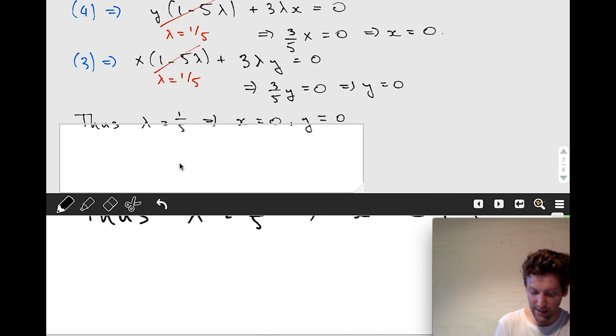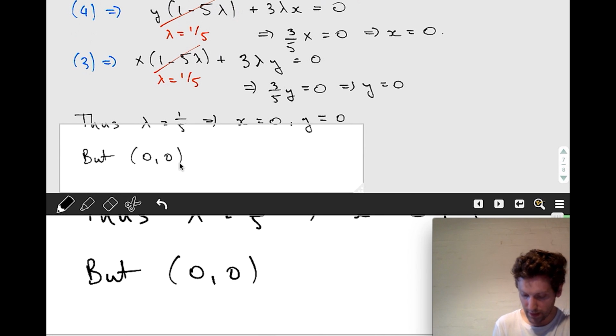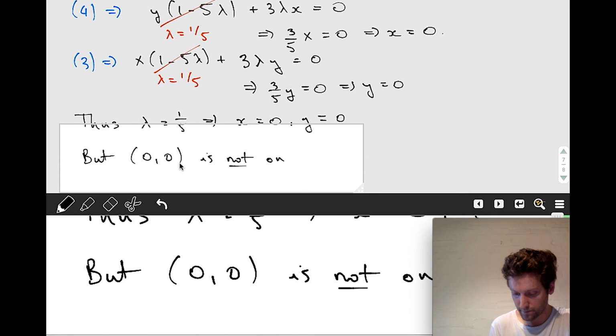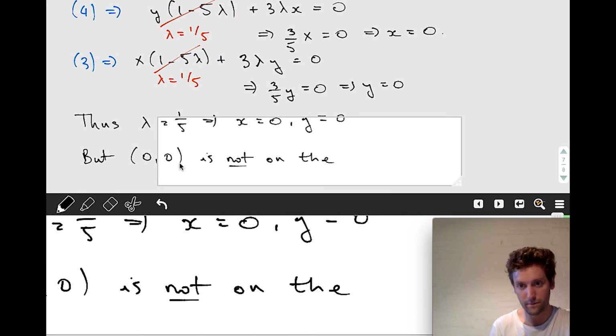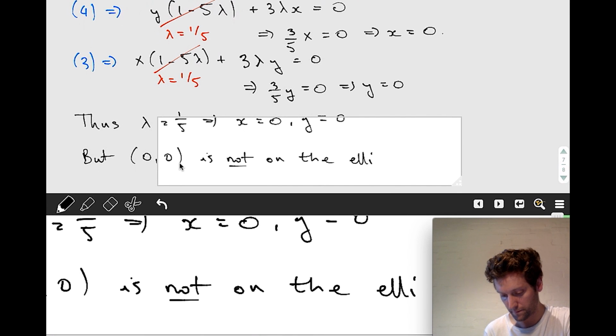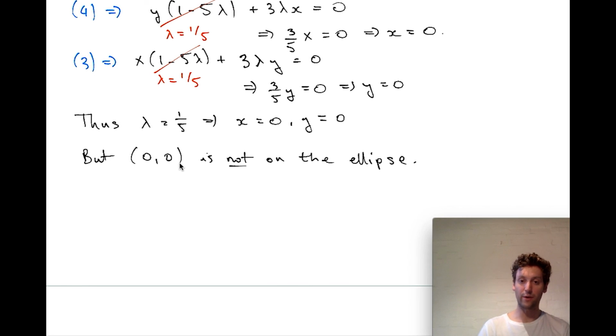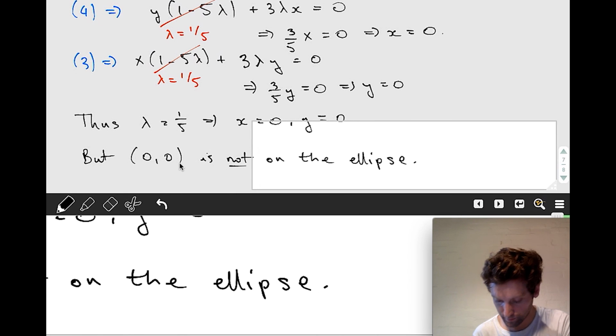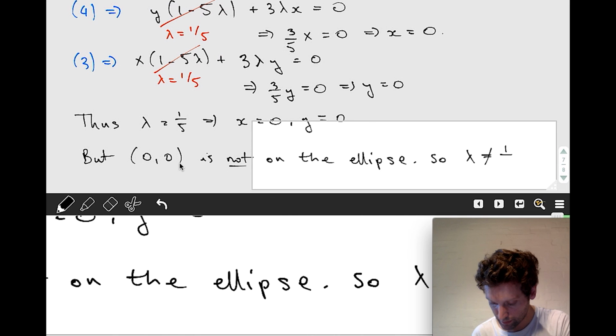But we've already seen that the point 0, 0 is not on the ellipse. It doesn't satisfy the constraint. So it's a disallowed point, so it's not allowed. So lambda cannot be equal to 1/5.